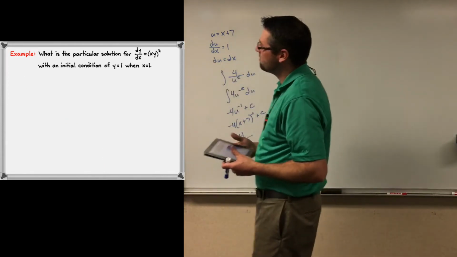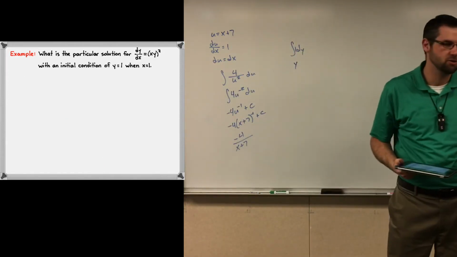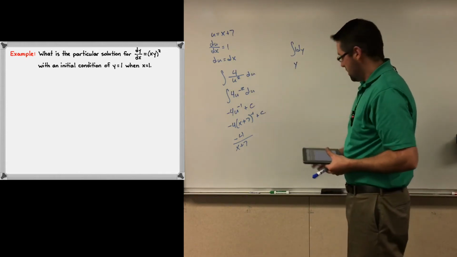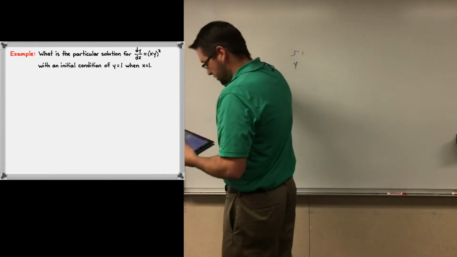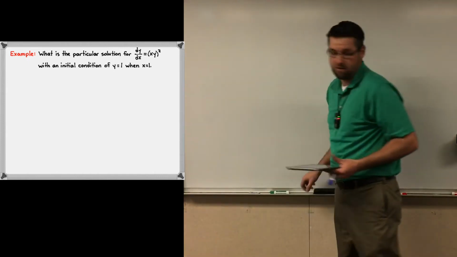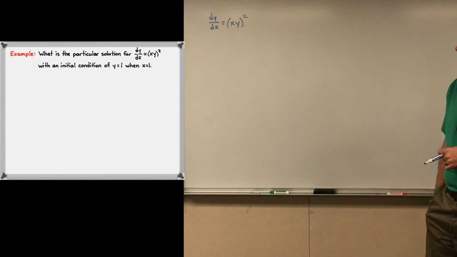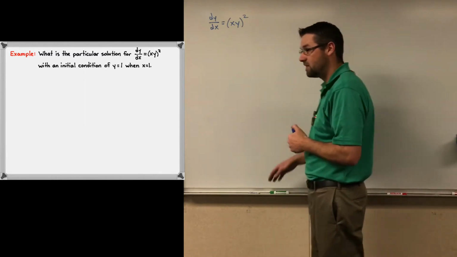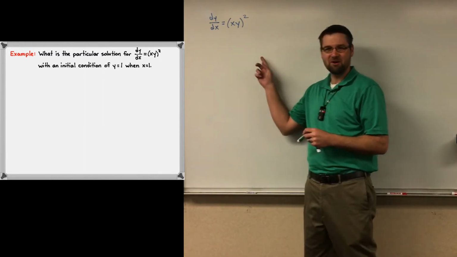Okay, let's try this one. Now I'm looking for the particular solution because I give you an initial condition. How about you guys try this? See what you can do. Separate the variables. Okay, how do we deal with this? Remember, the goal is to get all the x's on one side, all the y's on the other. What do we do?